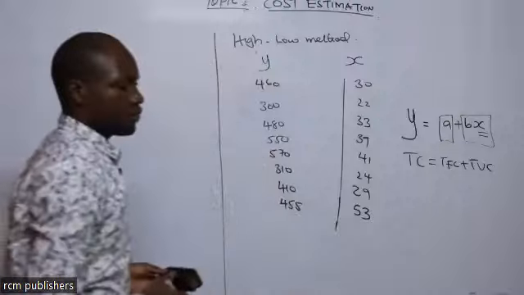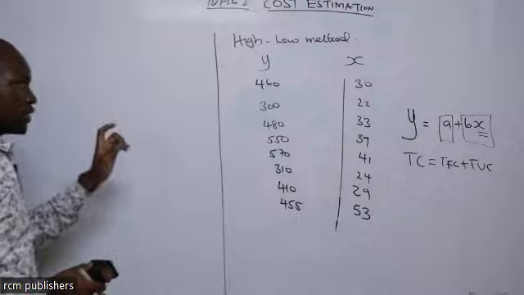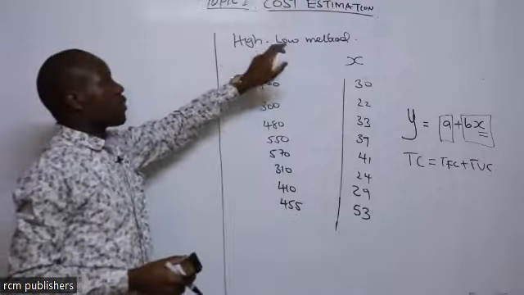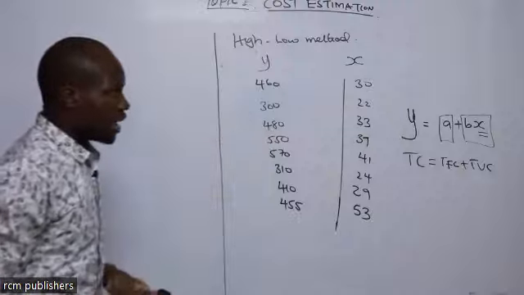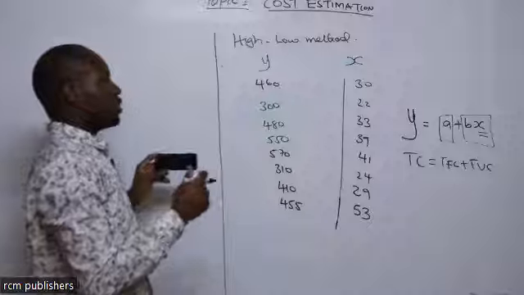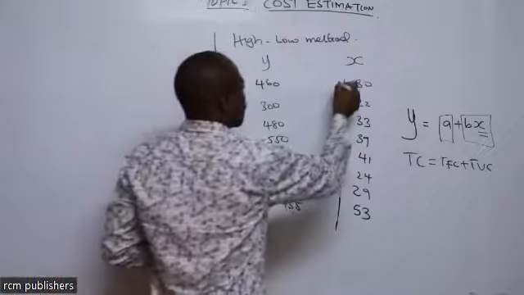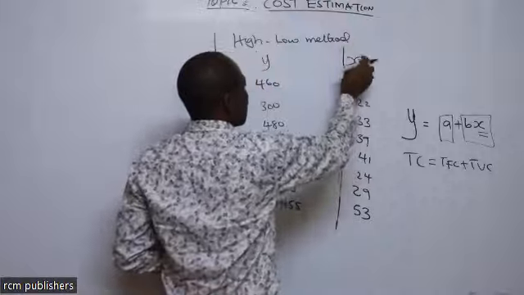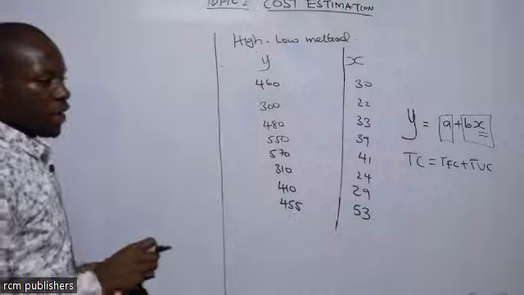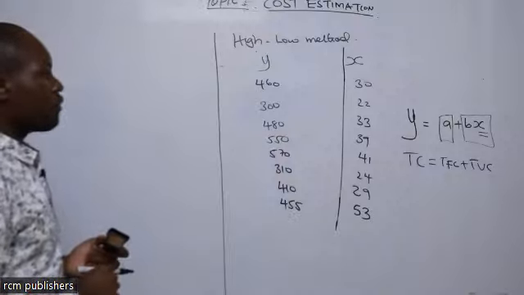So that is it. Now, when you're going to deal with this particular question, using which method? High-low method. We are going to consider the combination of the highest value and the lowest value, considering the values of x, not values of y. We are considering the values of x, not values of y.